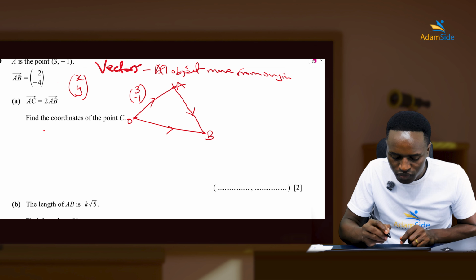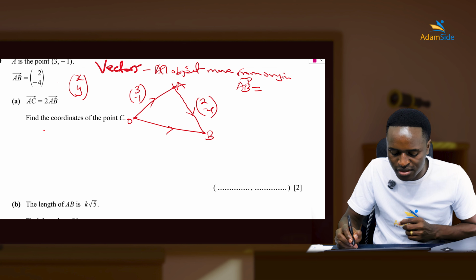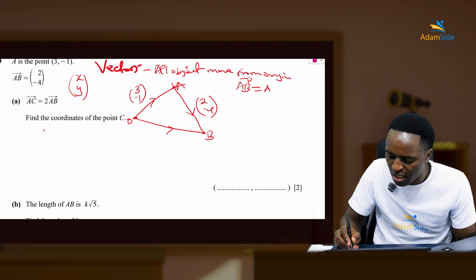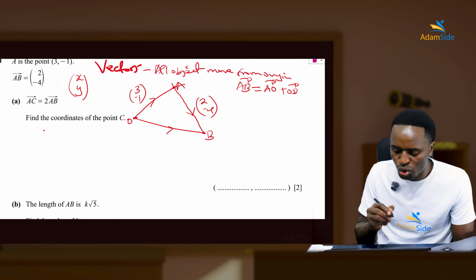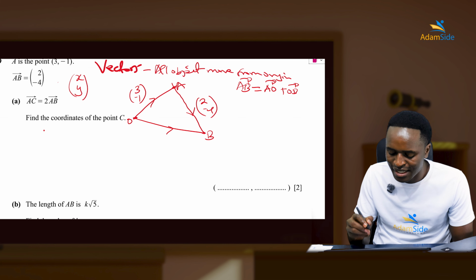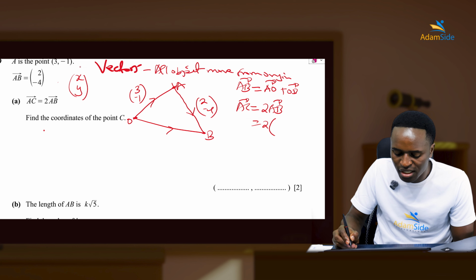And then they say vector AB is 2, -4. So we understand that to get vector AB, we need to have the paths. Vector AB is equal to vector AO plus vector OB. Correct. Now they say find the coordinate of point C, whereby vector AC is equal to 2AB. So we understand that vector AC will be the same as 2AB, and vector AB is 2, -4. Let's get that vector.